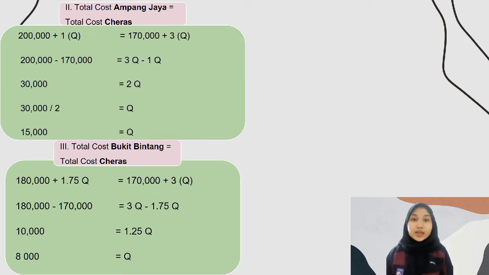Next is total cost Ampang Jaya equal to total cost Cheras. Total cost Ampang Jaya is 200,000 plus 1 quantity, equal to total cost Cheras, which is 170,000 plus 3 quantity, and we get quantity which is 50,000. And total cost Bukit Bintang equal to total cost Cheras: 180,000 plus 1.75 quantity equals 170,000 plus 3 quantity, and we got quantity 8,000.